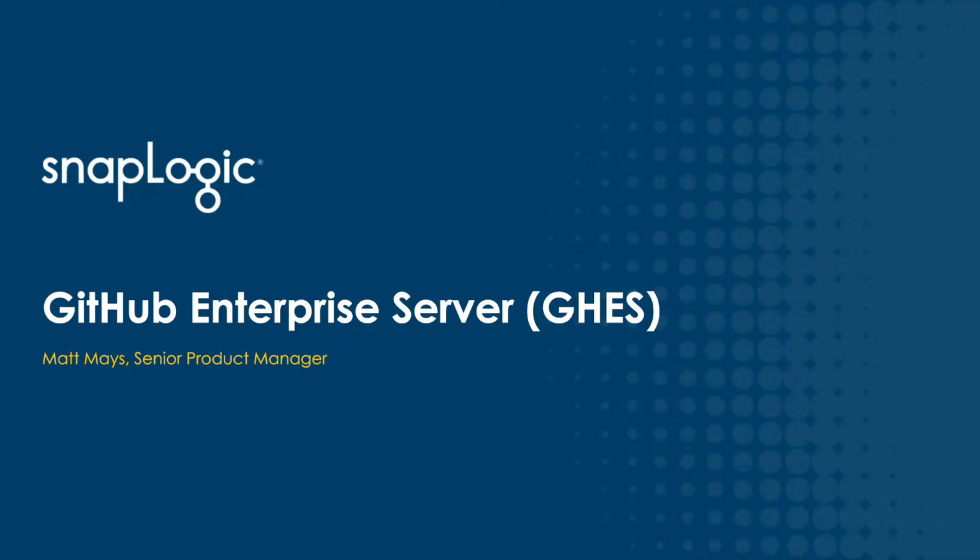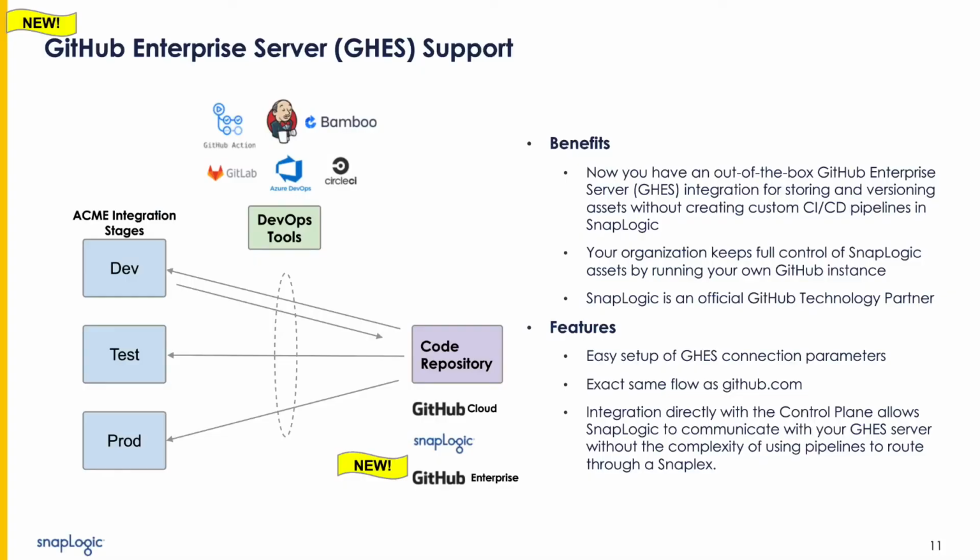Hello everyone, I want to talk to you a bit today about our exciting new functionality for integrating with GitHub Enterprise Server, otherwise known as GHES. So this is part of our ongoing CI/CD initiative where we're looking to improve how SnapLogic interacts with various workflow tools, but also code repositories.